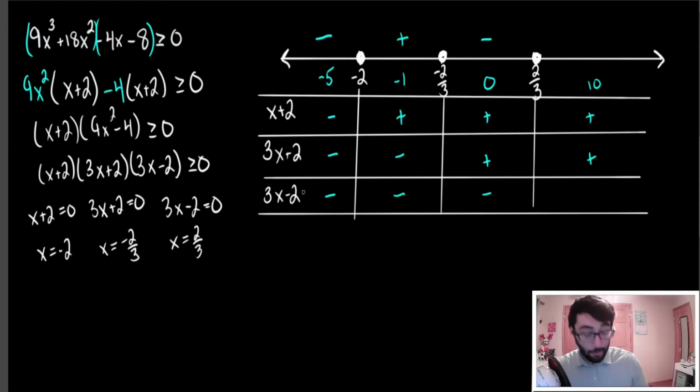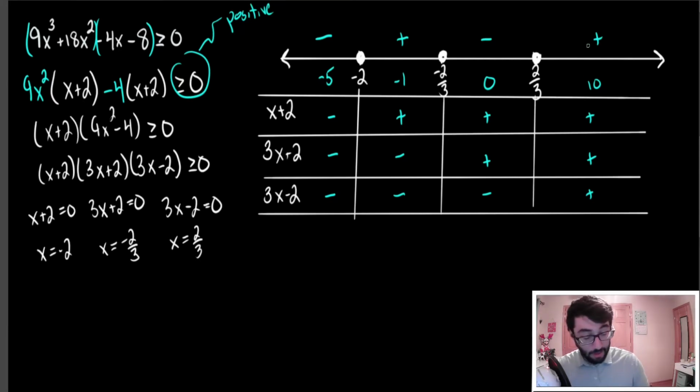And 3 times 10 minus 2 would also be positive. And if I have a positive times a positive times a positive, this entire interval here is going to be positive. And this is when I look back at my original inequality. I want to be greater than or equal to 0, so I want the numbers to end up being positive.